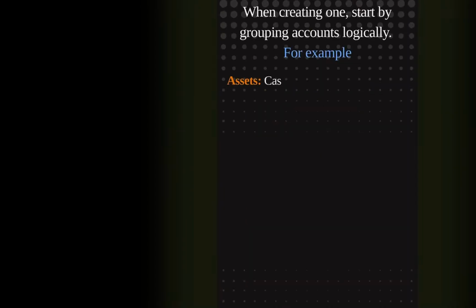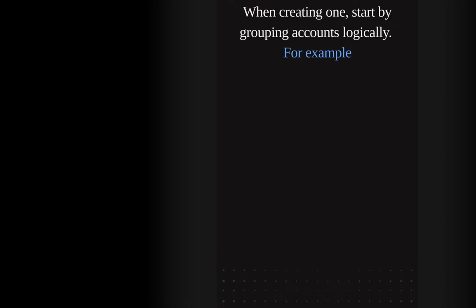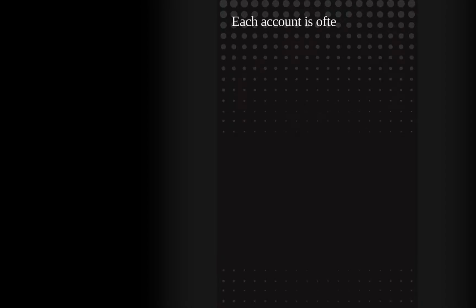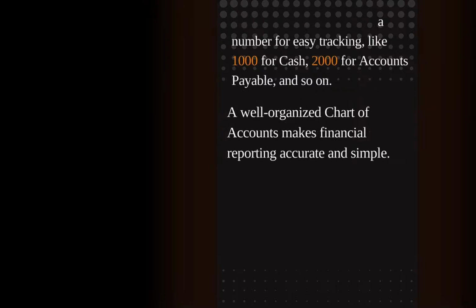When creating one, start by grouping accounts logically. For example, assets: cash, accounts receivable, equipment; liabilities: loans, accounts payable; revenues: sales, service income; expenses: rent, utilities, salaries. Each account is often given a number for easy tracking, like 1,000 for cash, 2,000 for accounts payable, and so on. A well-organized chart of accounts makes financial reporting accurate and simple.